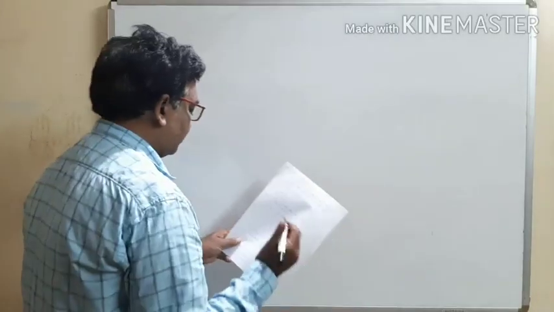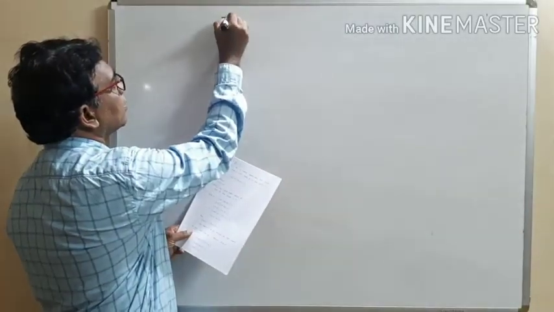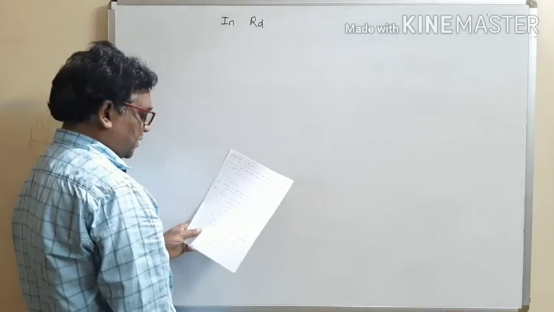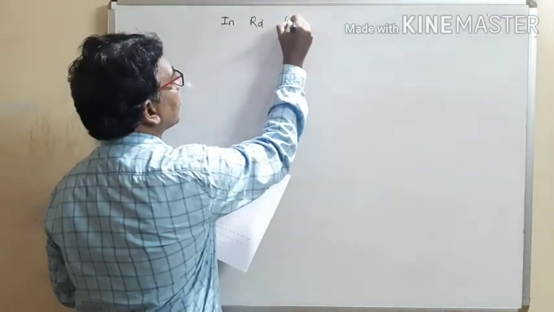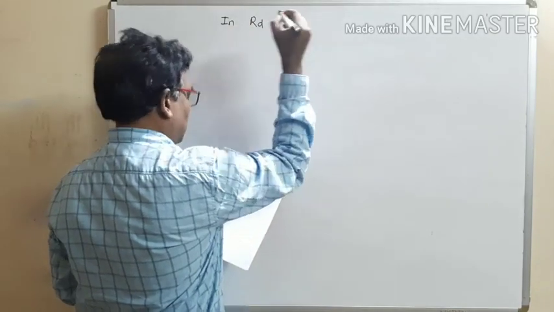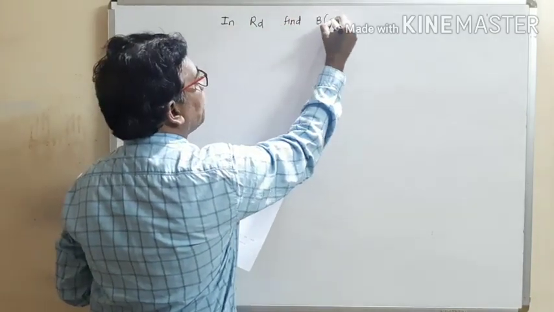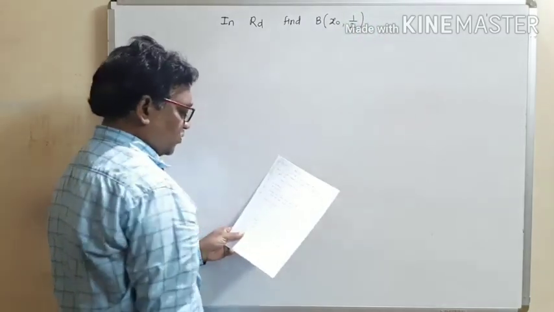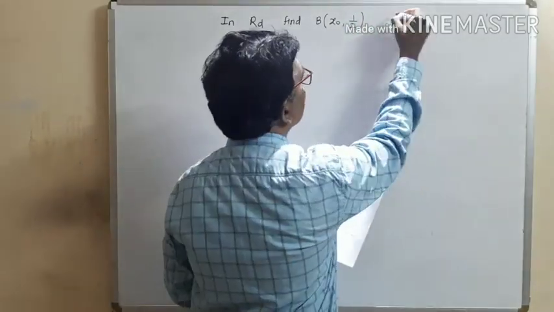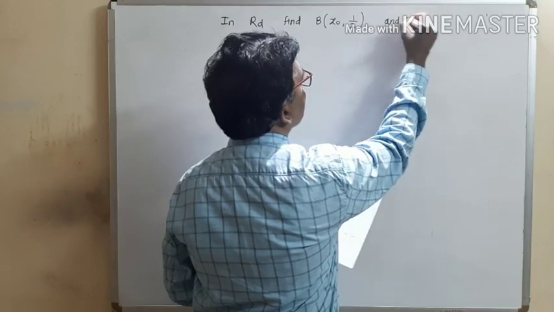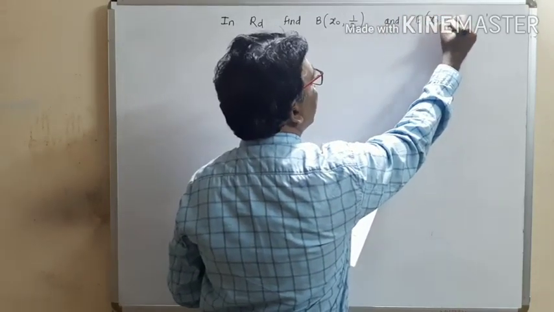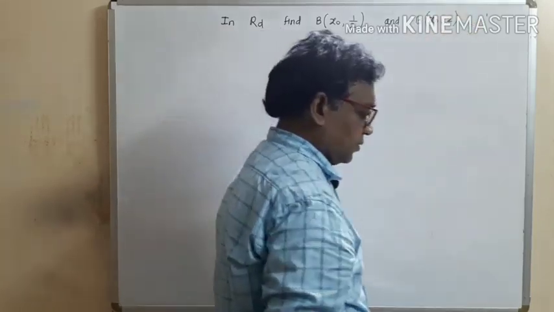Second example. In discrete metric space RD, find the open sphere with center at x0 and radius 1/2, and find the open sphere B with center at x0 and radius 2.